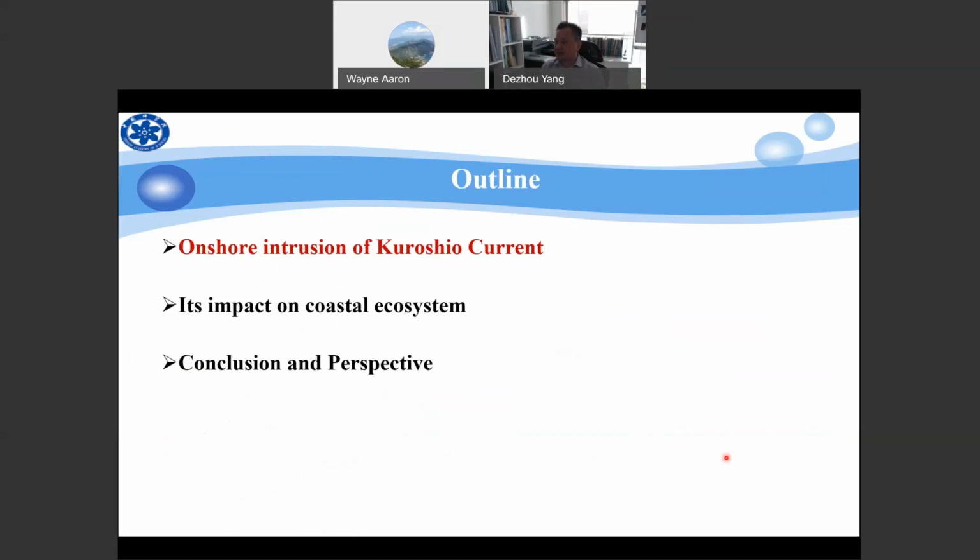This is my outline. I want to talk about my topic in three parts. The first part is the onshore intrusion of the Kuroshio current. The second part is its impact on the coastal ecosystem. And the third one is a conclusion and perspective.